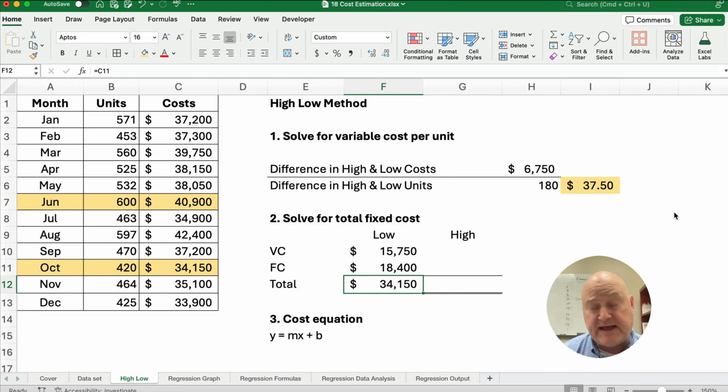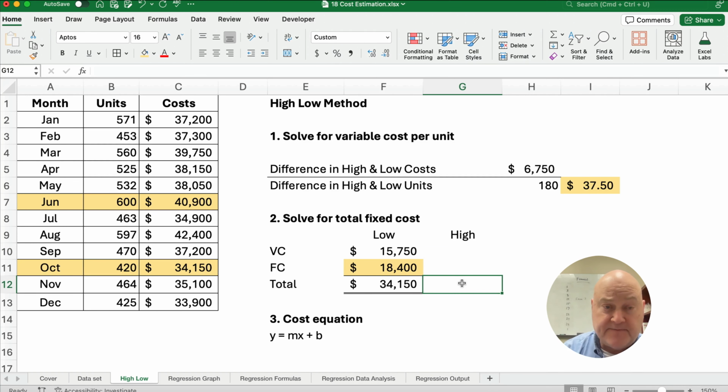Now in this case, it doesn't matter if we use the high or the low, and so the low, we've got 18,400. It should work at the high. It doesn't matter. You do not have to do it both ways. You can just do it one way or the other, but I'm going to show you both.